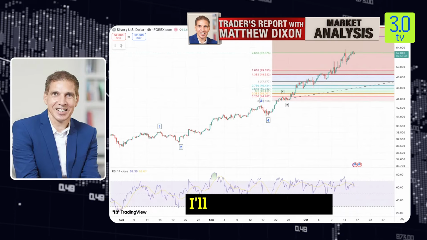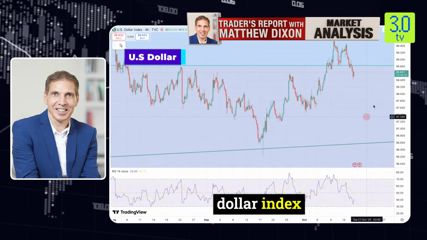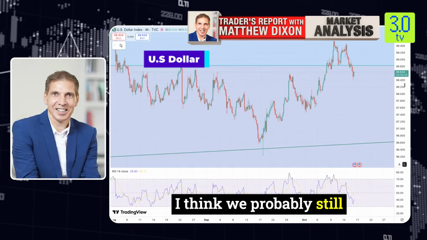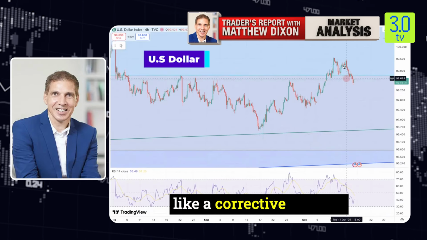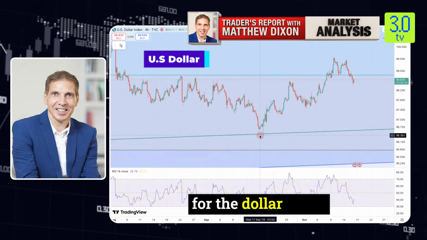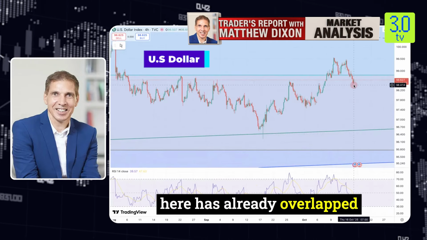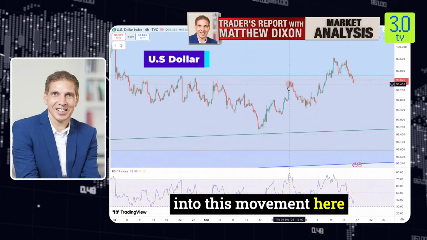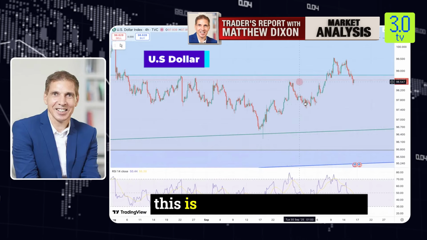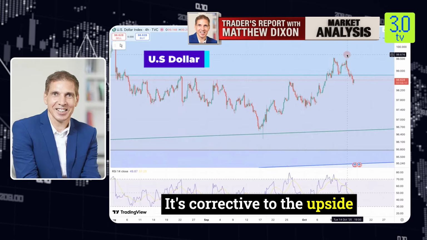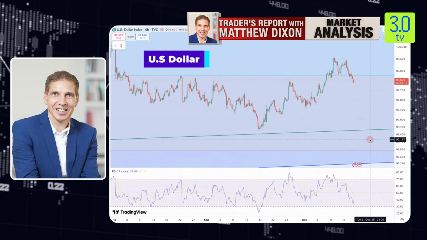In fact, before we do, I'll just dip into DXY, dollar index. I think we probably still have lower to go with dollar index. This looks like a corrective move to the upside for the dollar index. So this movement up, we can see the movement down here has already overlapped into this movement here. So I don't believe that this is impulsive to the upside. It's corrective to the upside.